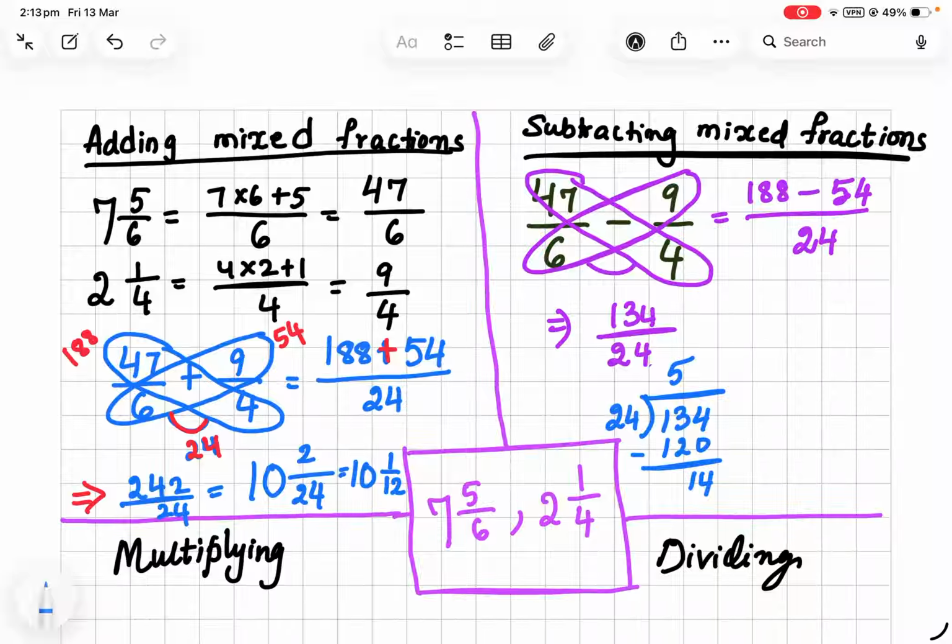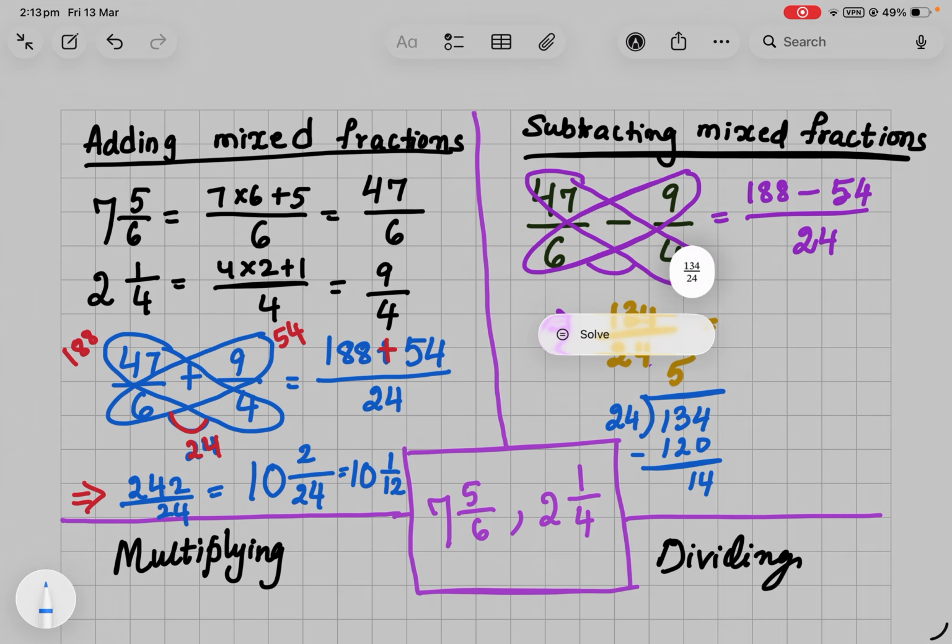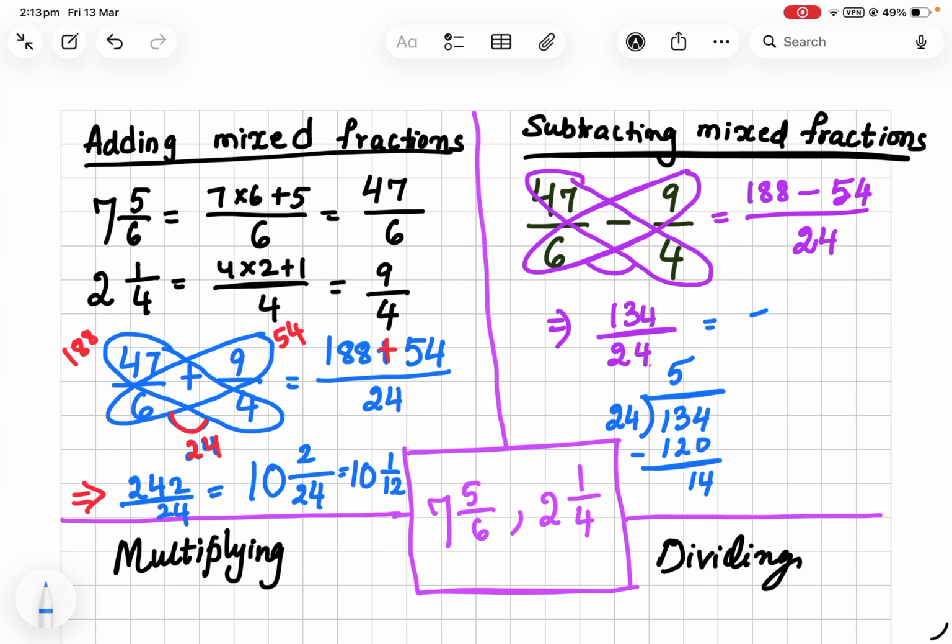So how would you convert this? You would write the whole number 5. The remainder goes there and the fraction comes here. But 14 and 24 are again even numbers, so that would be 7 out of 12. As a decimal, you would have got 5.58 or something around that area. But this is the process.